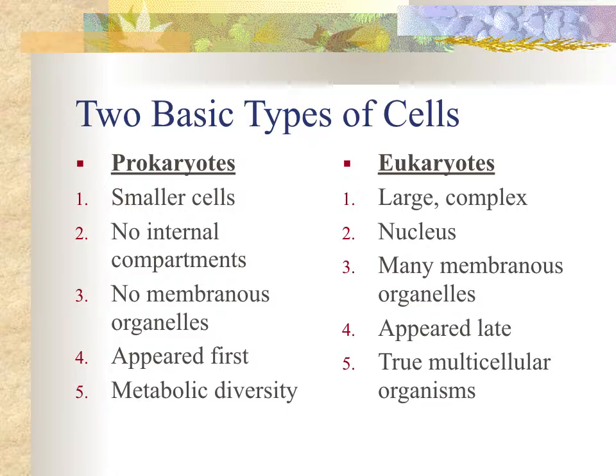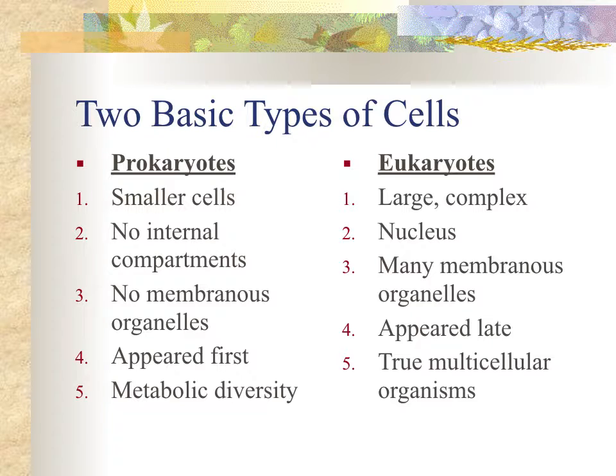I want to remind you there are two basic cell types: prokaryotic cells from archaea and bacteria. These are small, simple cells with no internal compartments or organelles, but they appeared first, in that we have the oldest fossils from prokaryotic cells, and they are chemically diverse.